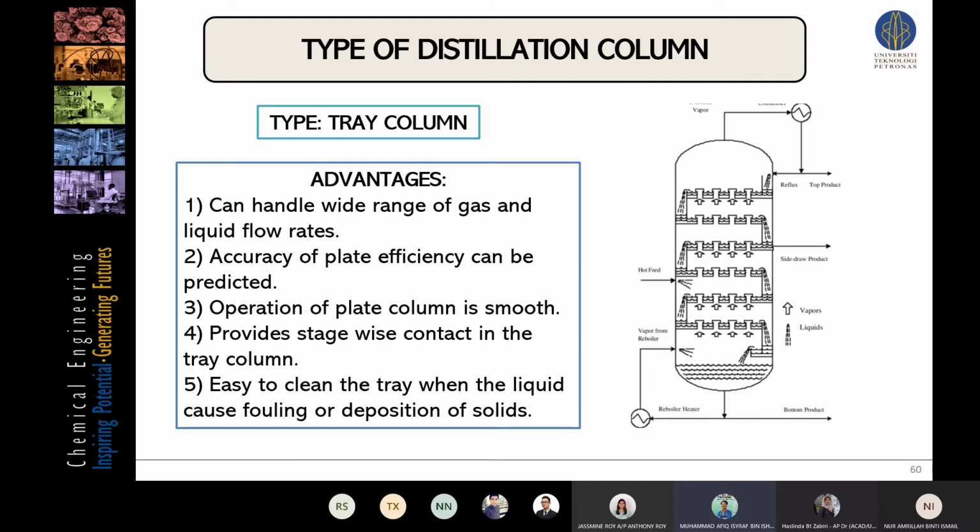All right, so for the type of distillation column, I have chosen a tray column instead of a packed column. The main reason is that a tray column can handle a wide range of gas and liquid flow rates compared to a packed column, and there are other advantages such as the accuracy of the plate efficiency can be predicted, the operation of the plate column is smooth, it provides stage-wise contact, and last but not least, it is easy to clean the trays during maintenance if there is any deposition of solids or fouling.